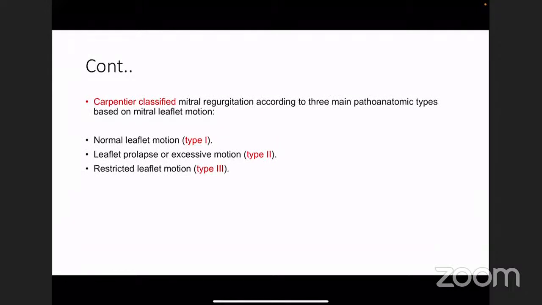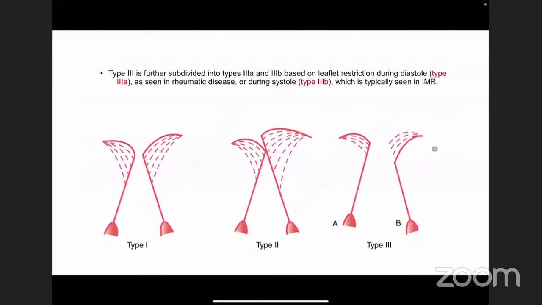Carpentier classified mitral regurgitation according to 3 main pathoanatomic types based on mitral leaflet motion. Normal leaflet motion is type 1, leaflet prolapse or excessive motion is type 2, and restricted leaflet motion is type 3. Type 3 is subdivided into type 3A and type 3B based on leaflet restriction during diastole, type 3A, as seen in rheumatic disease, or during systole, type 3B, which is typically seen in IMR.